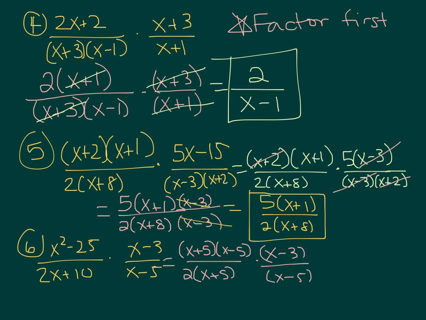And now I'm going to go through and cross things out. So the x minus 5 and the x minus 5 cancel. The x plus 5 and the x plus 5 cancel. All that's left over in the numerator is x minus 3. All that's left over in the denominator is 2. So this is my final answer.